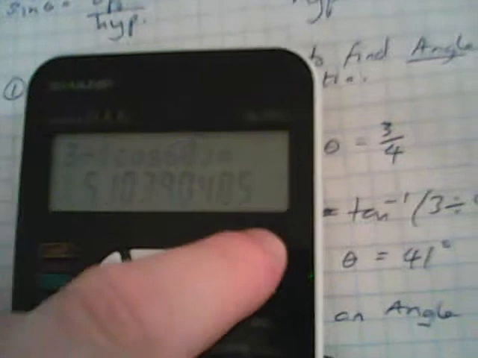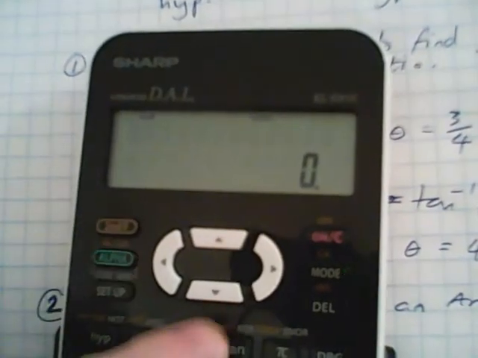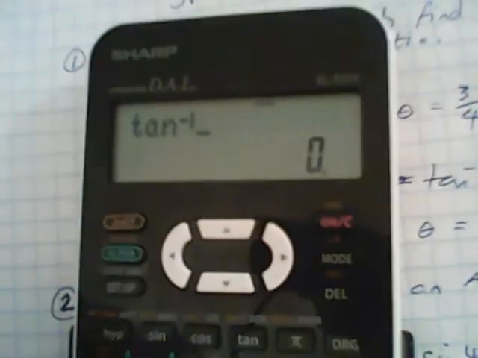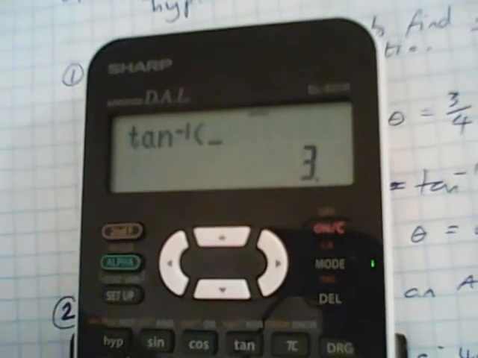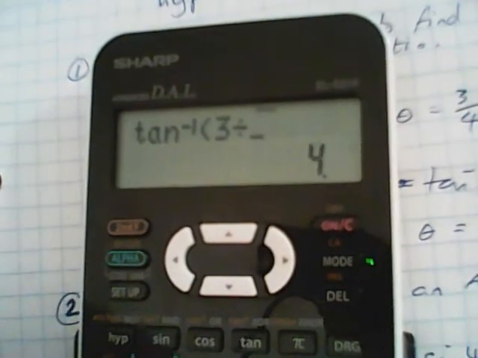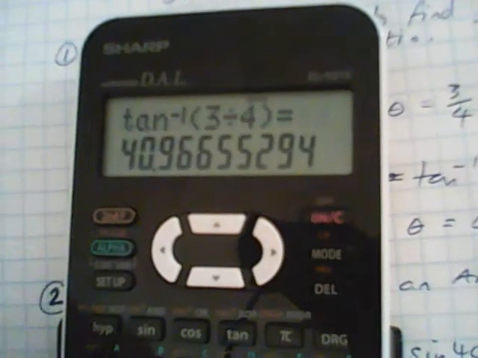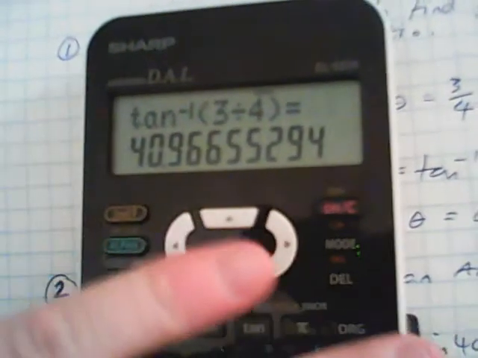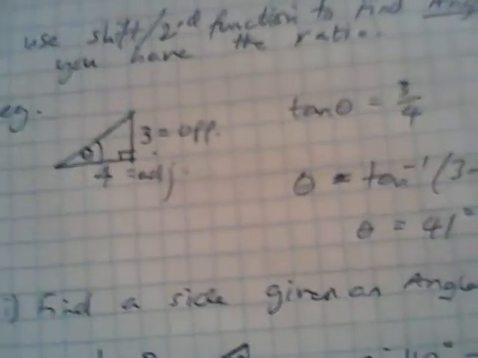Let's just have a look at the calculator to see how that works. You can see on this one I'm pressing second function tan, and there my little -1 comes up, and then in brackets 3 divided by 4, that's opposite over adjacent. And there you can see my degrees, which I've just rounded to the nearest degree, 41 degrees. Oops, product placement. That was advertising Sharp there.